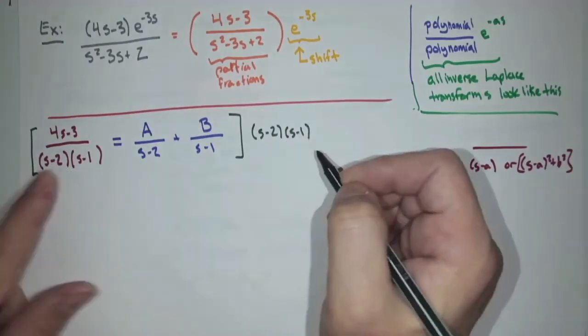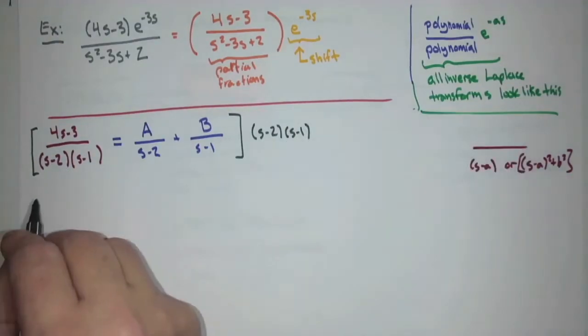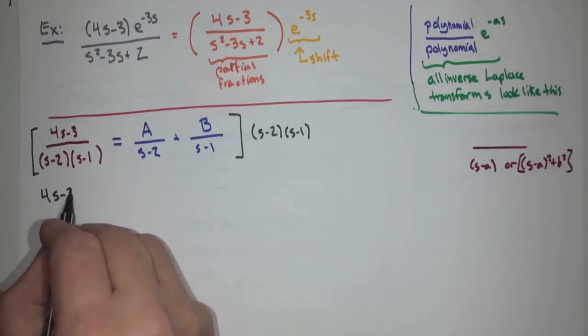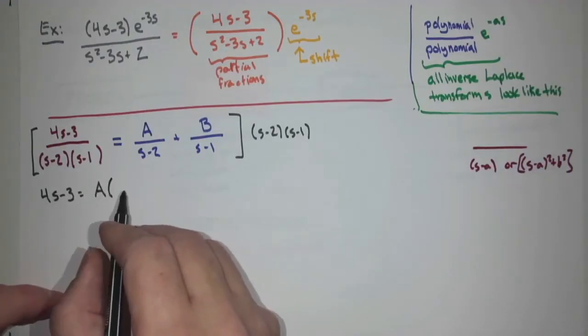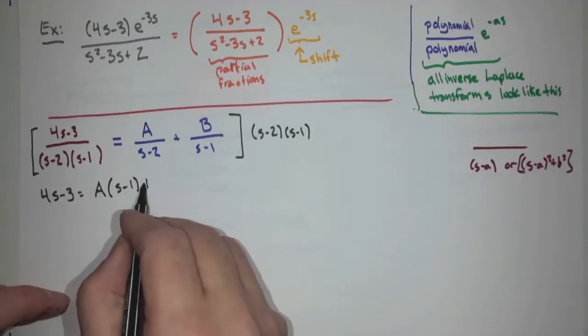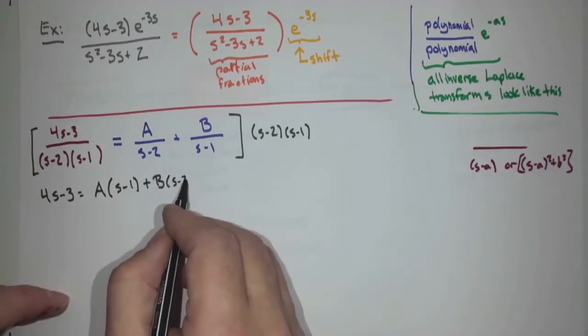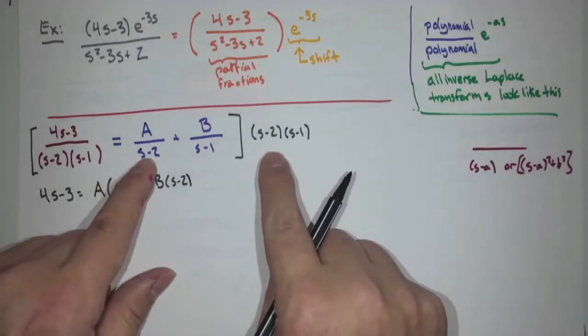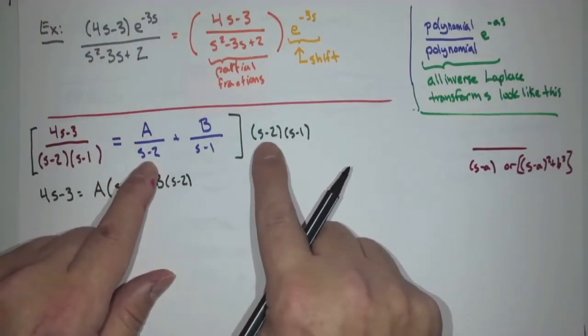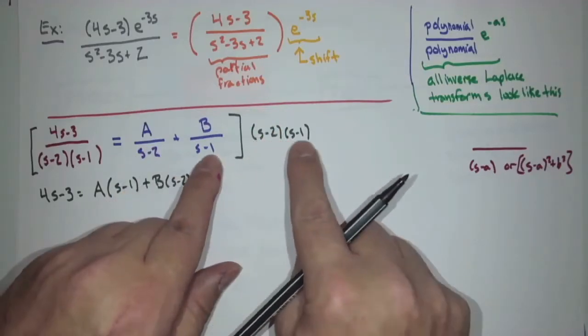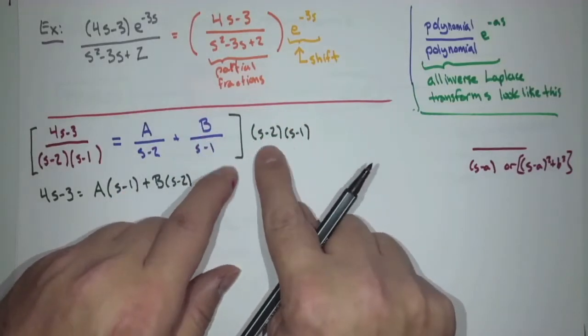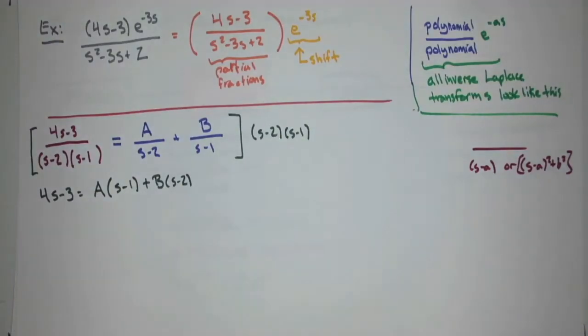S minus 2 times S minus 1. So we end up with 4 times S minus 3 is equal to A times S minus 1 and B times S minus 2. Because when I multiply here, the S minus 2's cancel, so I'm left with an S minus 1. And here the S minus 1's cancel, so I'm left with an S minus 2. Now, at this point, you have to solve for A and B.